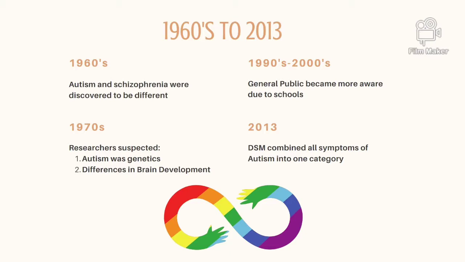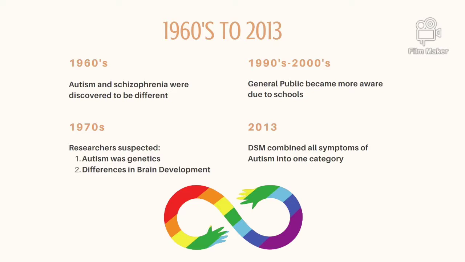However, the understanding of autism spectrum disorder did not come until around the 1970s. This was mainly because researchers suspected autism was mostly genetics and had differences in brain development. So it was not until the 1990s and early 2000s when people became more aware of ASD as schools provided programs to help students with their diagnosis.